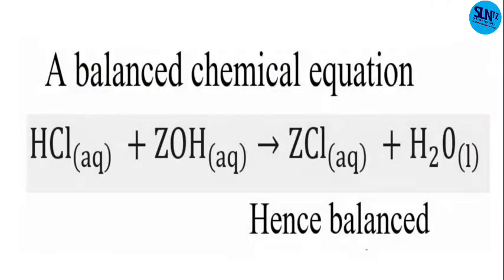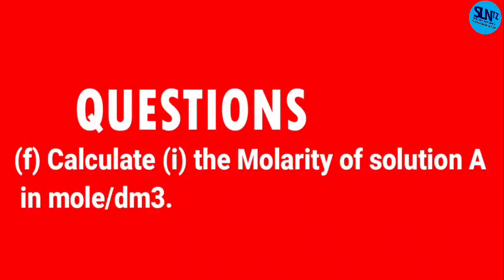Let's see the balanced chemical equation between solution A against solution B. Hydrochloric acid reacts with Z hydroxide to give Z chloride plus water. Another question: calculate the molarity of solution A in mole per decimeter cube.